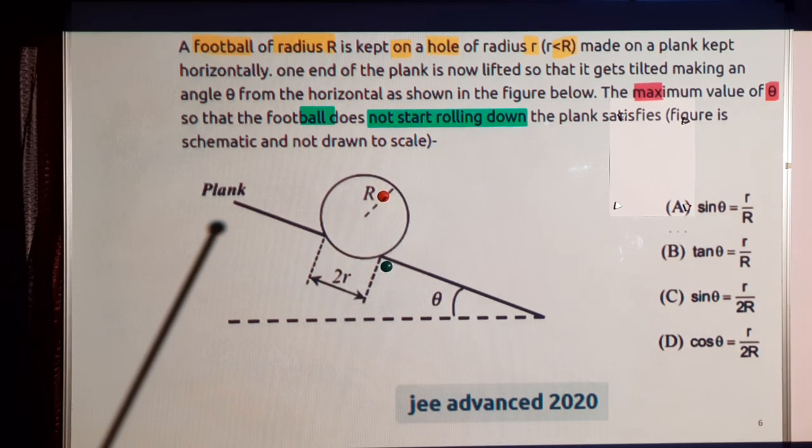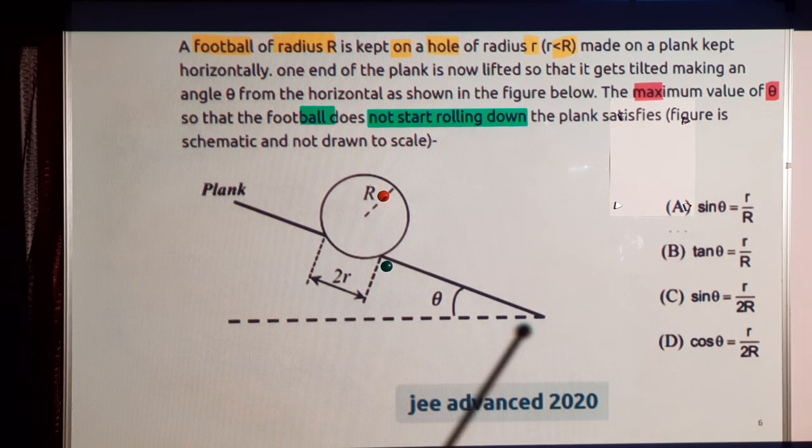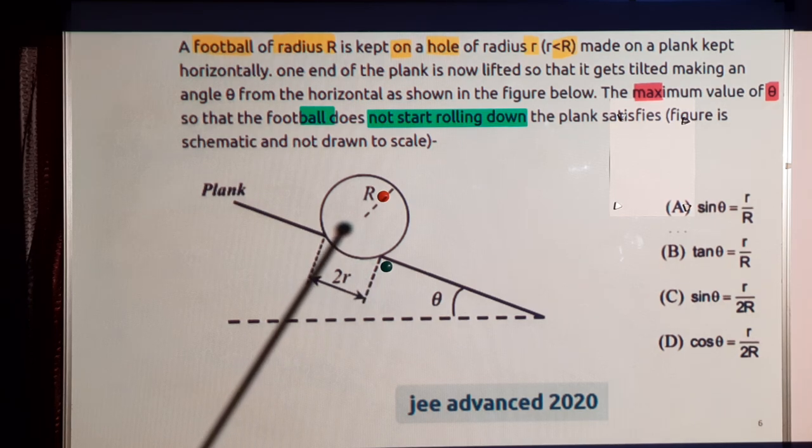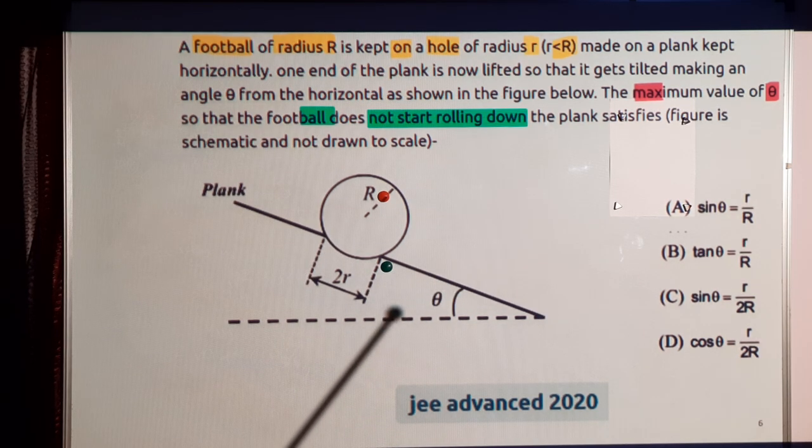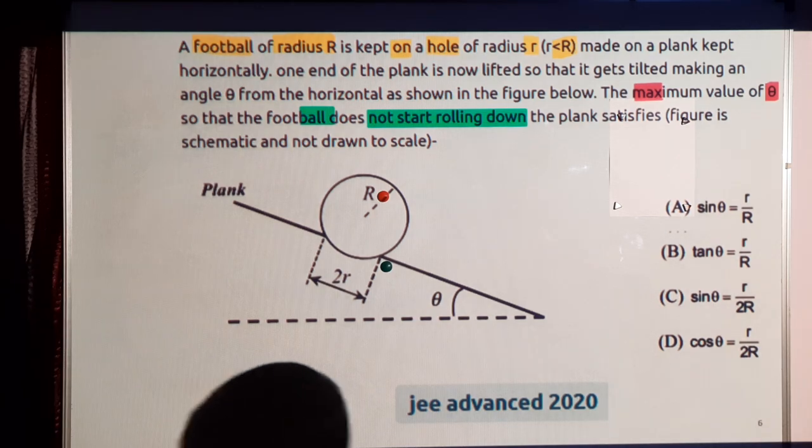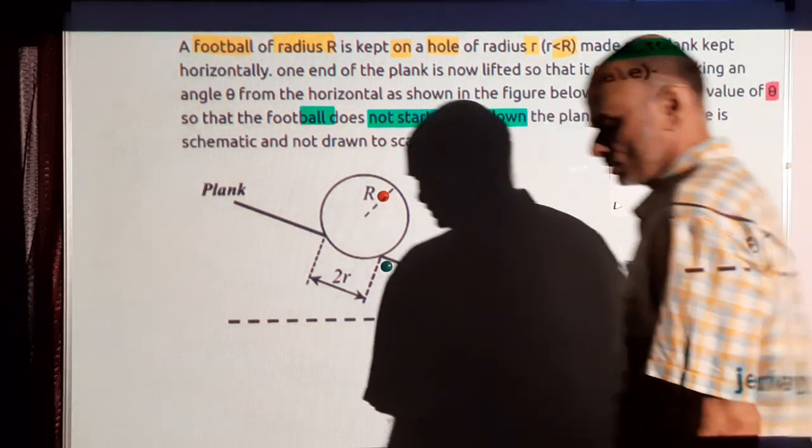So this is the plank. As you keep lifting this plank, this end of the plank is fixed. At some stage, the ball will start rolling. So you have to find this maximum value of theta for which the ball starts to roll. You can pause and try this question.